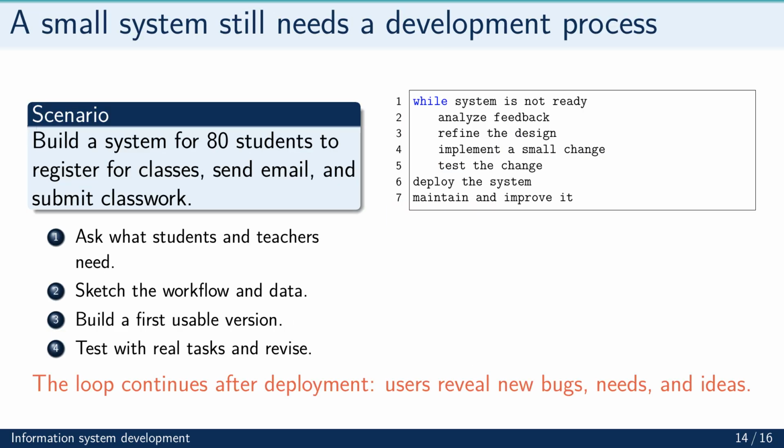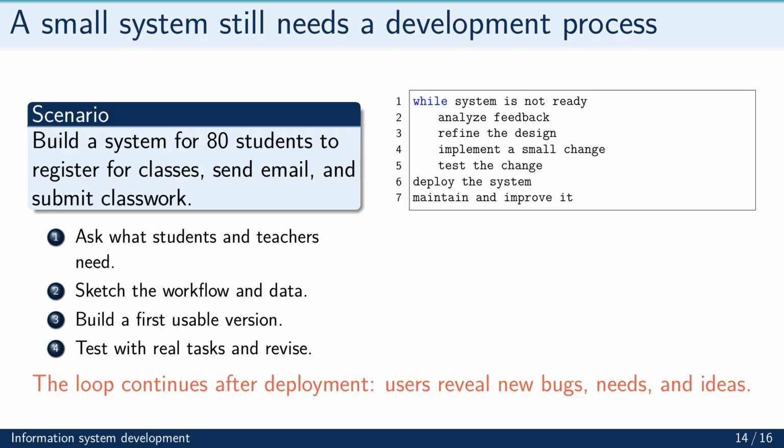Consider a small system for a school with 80 students. The system must allow students to register for classes, send email, and submit classwork. Even this modest example benefits from a development process. The team first asks students and teachers what they need. It then sketches the workflow and the data, builds a usable first version, and tests that version with realistic tasks.